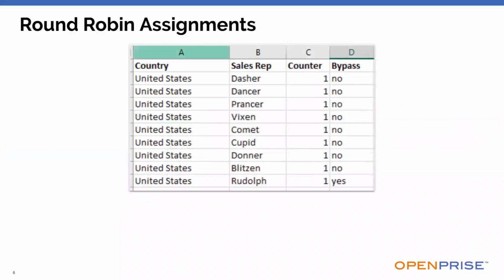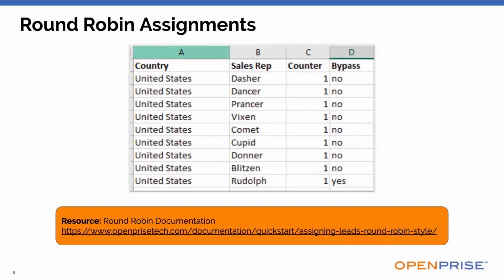Sales organizations often want to assign leads by round robin. This is also easy to do in Openprise. First, you create a table that has the list of sales reps, in this case for leads in the United States. There are two special columns in the table, counter and bypass. The counter enables you to evenly distribute leads, as the job will be set up to keep the counter as even as possible amongst the reps. Bypass lets you remove any sales rep from the assignment if they go on vacation or are otherwise out of the office, simply by changing the value to yes. For more about implementing round robin in Openprise, see our documentation.